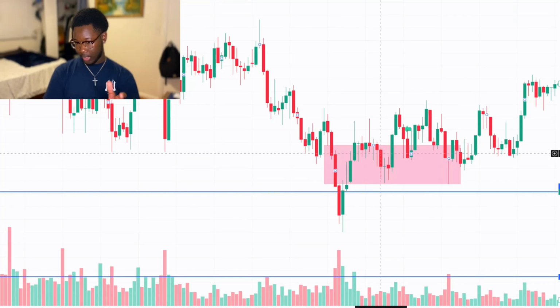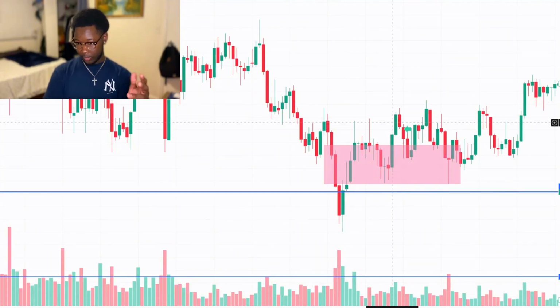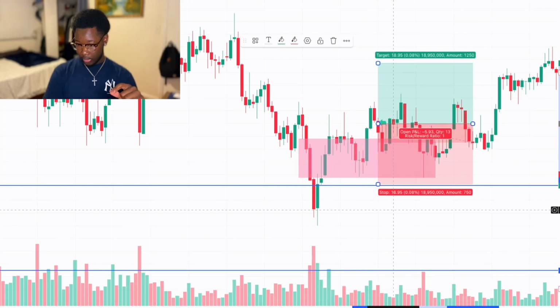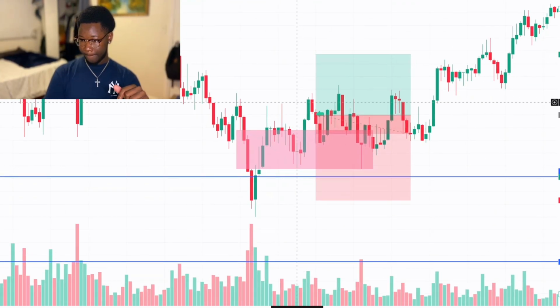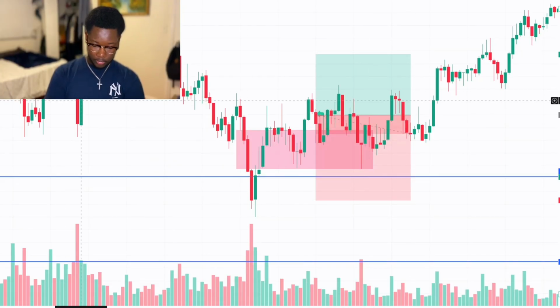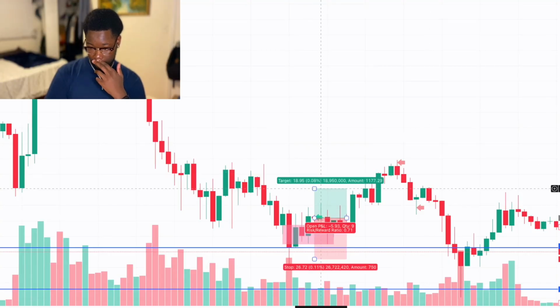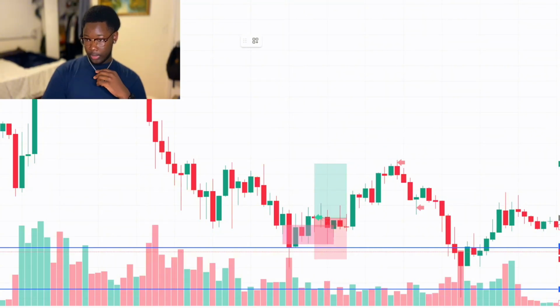Then we saw this chopping, moving sideways a little bit, and I said that I would get into a trade once we got a change in state of delivery, right? Once we closed above these wicks, which we did here. So as you can see, I limit entered into longs here with my stops at these lows. And my targets were, TP1 was this high right here. That was TP1.